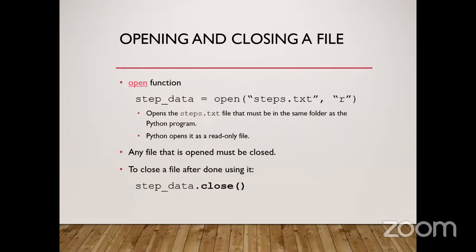It's rotten. So close is really easy. It's whatever variable you opened the file into, .close. No parameters, very simple. Close. When you take step data here and you open the file, it reads the entire file into that variable as one long string. Right? It's just a collection of rows.